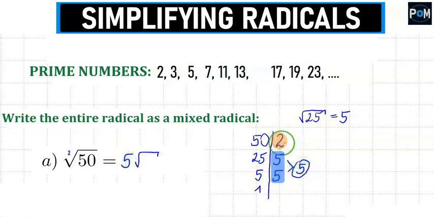And the rest, which I couldn't pair up, I put under a square root, meaning this 2. I'm left with the number 2, and I put it under a square root. It comes out to be 5 square roots of 2. That's the result. Example B, the square root of 48.